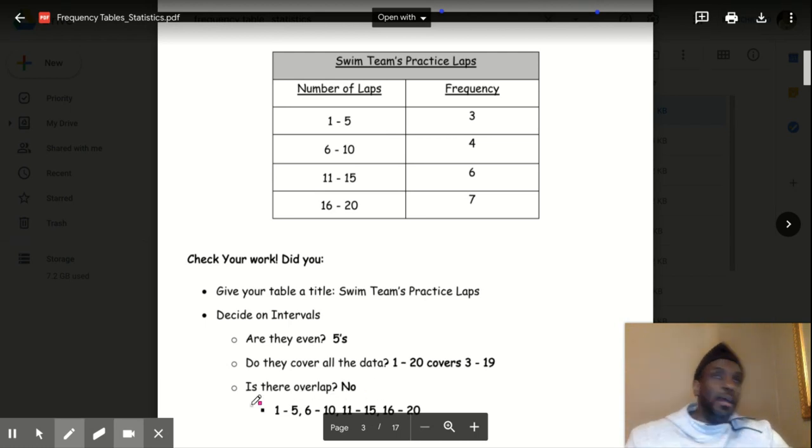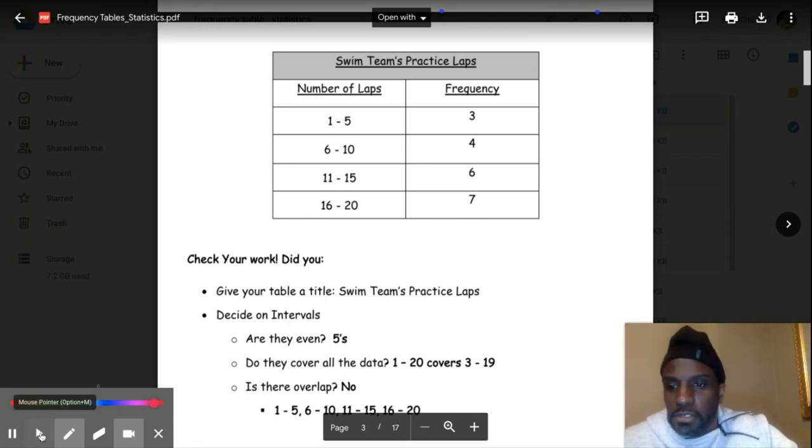Overlap means this. I can't say, oh, I'm going to look at how many students did 1 to 5 laps, and instead of doing 6 to 10, I now say I'm going to do 3 to 20. When you do 1 to 5, and then in your next interval you cover 3 to 20, you're covering again what you already did. 3 to 20 has within it 3, 4, and 5. And you already did 1 to 5, so you can't do 3 to 20 now. It's not an even interval, and then it overlaps as well.